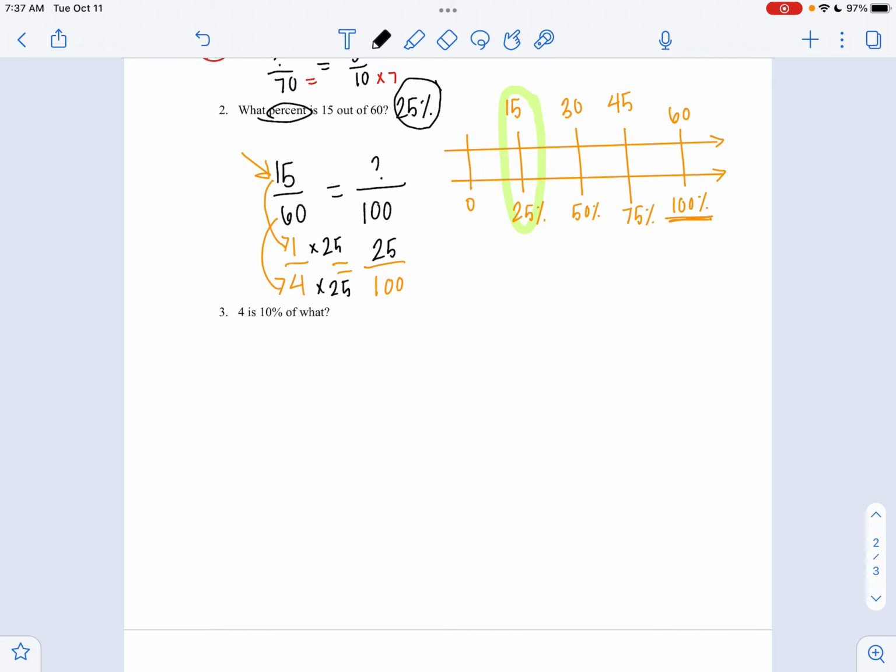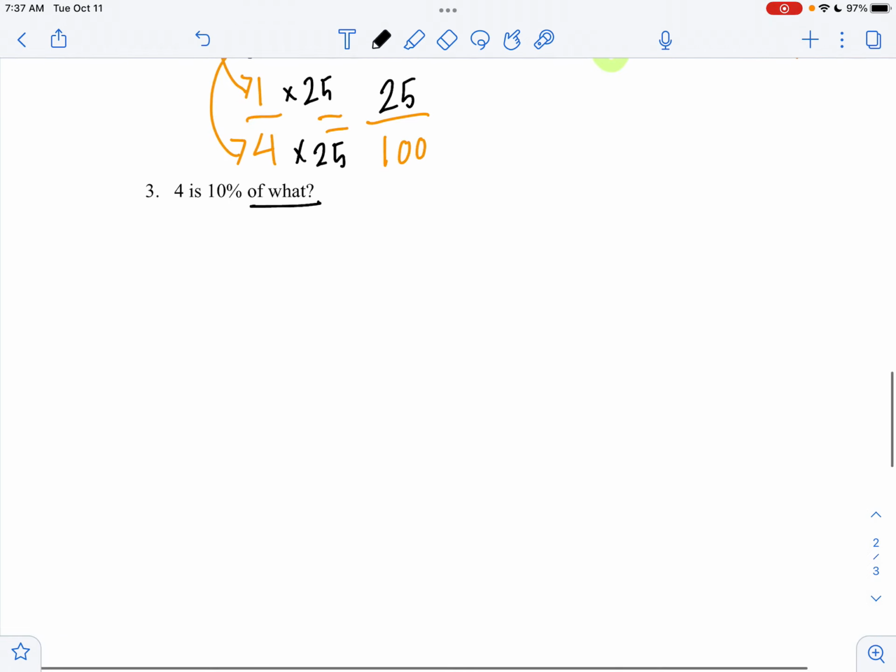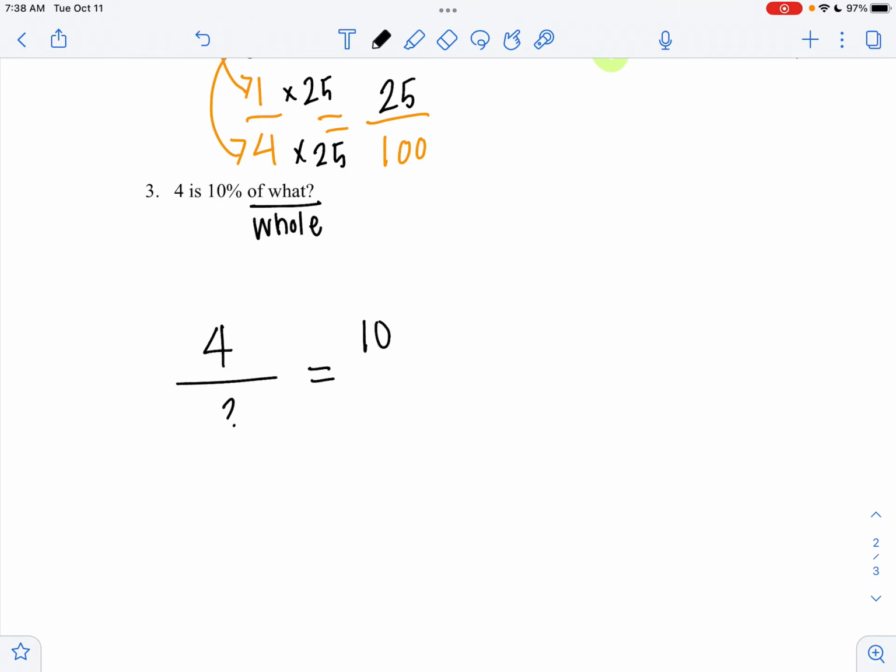Question 3 says 4 is 10% of what? Since it says of what, we know that we're looking for the whole. 4 out of something is equal to 10 out of 100. So, in order to figure out what I'm multiplying, I'm simply going to divide 10 by 4, which gives me 2.5.